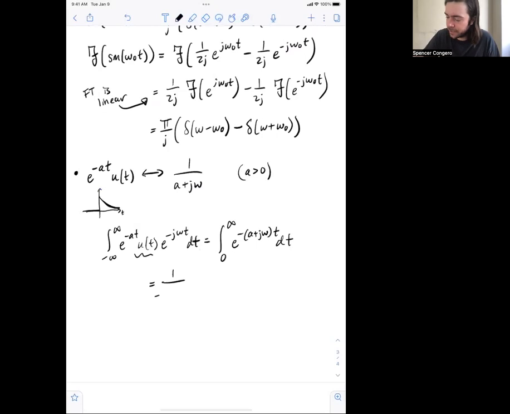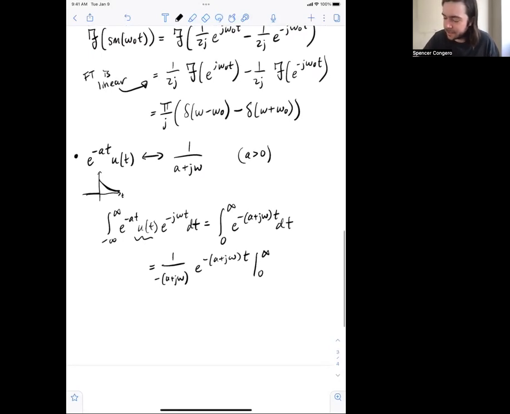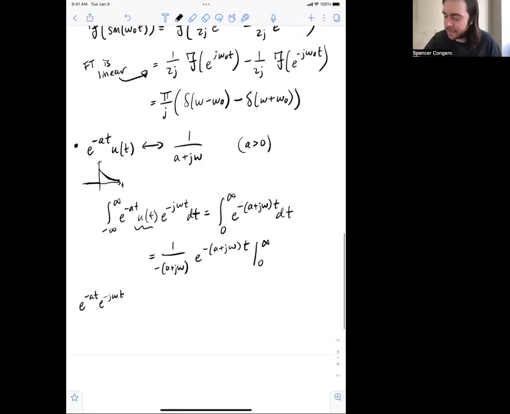So I'm going to get 1 over negative a plus j omega, e to the negative a plus j omega t, from 0 to infinity. So now what happens when I plug in infinity? Well, I think we saw this before. e to the negative at, e to the negative j omega t. When I let t go to infinity, this is a decaying exponential. As t goes to infinity, this part is going to go to 0. And what's going to happen to this part? Well, that part's just going to keep oscillating around and around the unit circle. That's not going to go to anything.